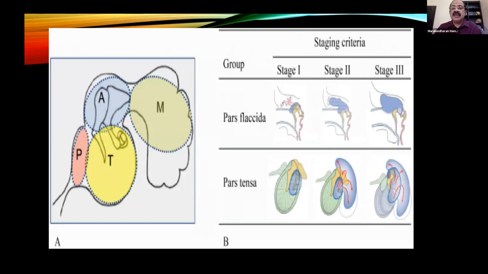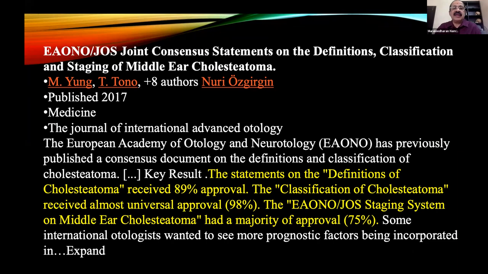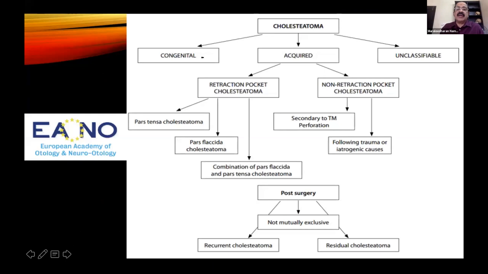But the European Association of Otoneurology and the Japanese Otologic Society in 2017, they came to a consensus in the classification, the staging system, etc. And almost everybody approved this classification. And that classification is like this. The cholesteatoma you can classify into 3, the congenital, the acquired, and the unclassifiable type. Congenital, I have described. The acquired, again, retraction pocket cholesteatoma and non-retraction pocket cholesteatoma.